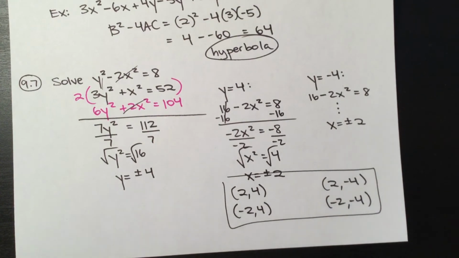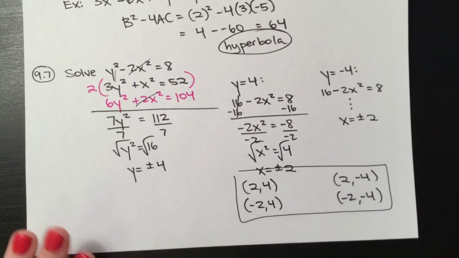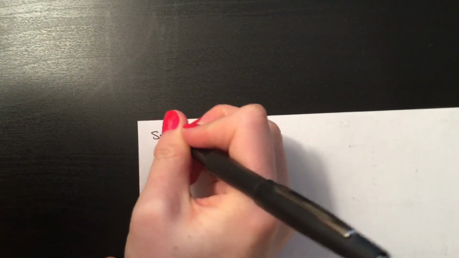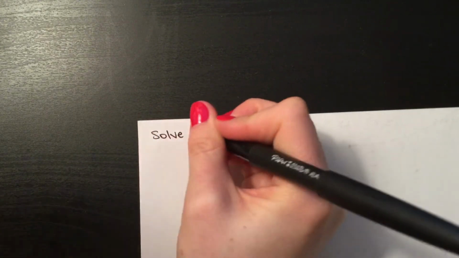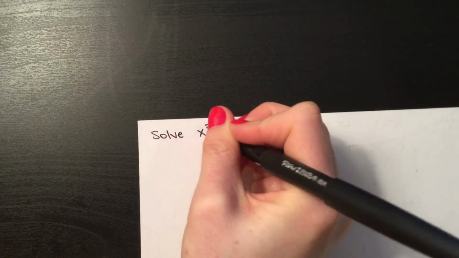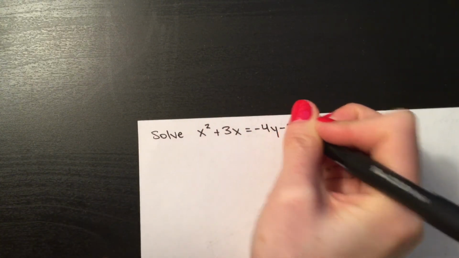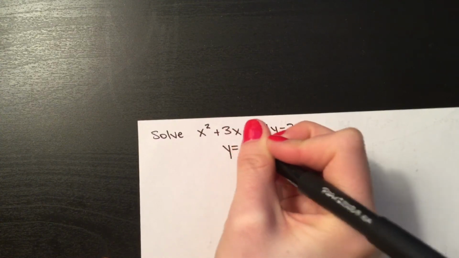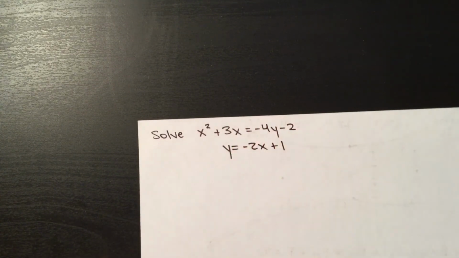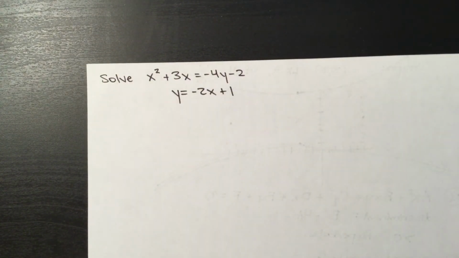Okay, so that's the elimination method. I'm going to give you a different example that we would use the substitution method for. So that way you get exposure to both. Okay, so this one would be a substitution method.